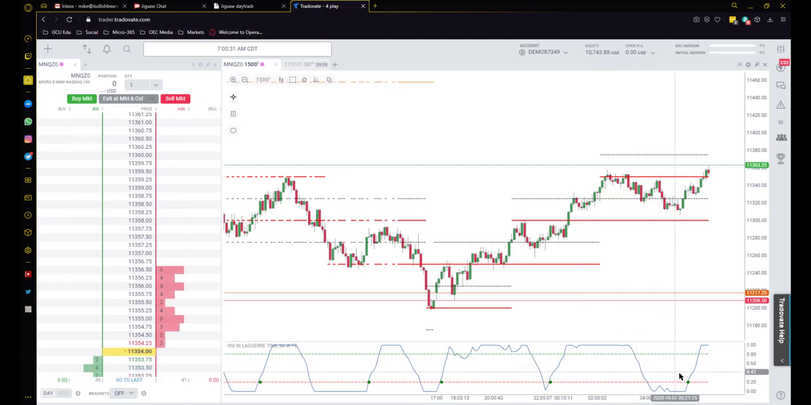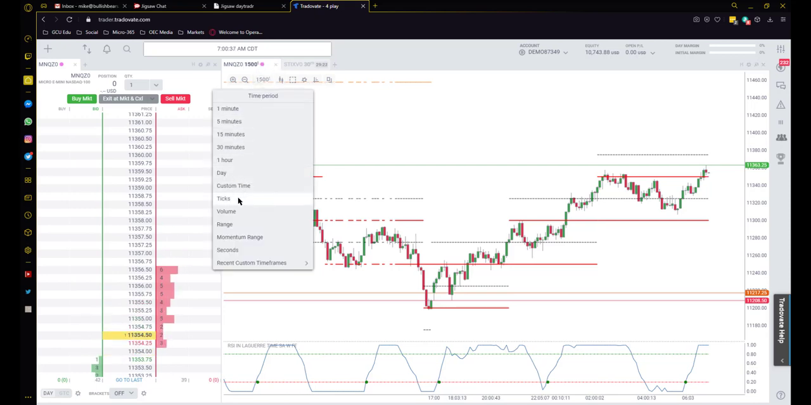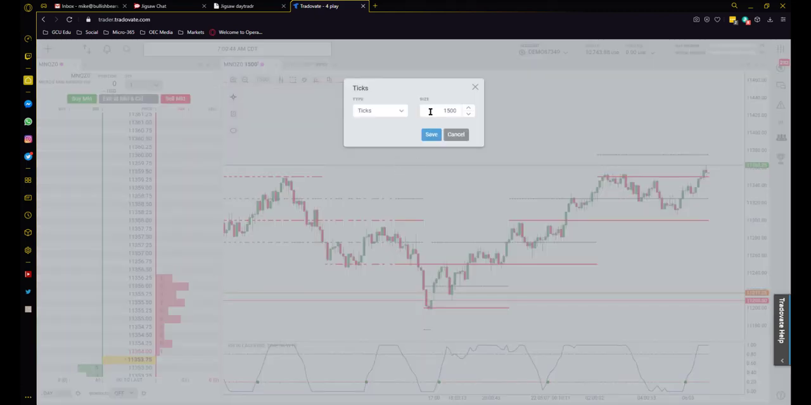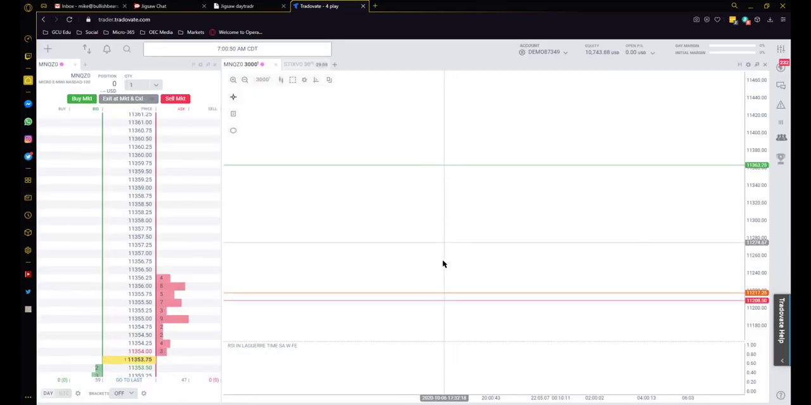But if you only look at the RSI, I'm on a 1500 tick chart. Suppose, for an example, that I wanted to find a trading signal. Should I go long? Should I go short? Should I be bullish or bearish? I could, for an example, step up to a 3000 tick chart.